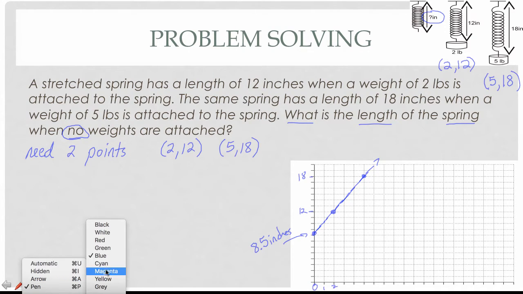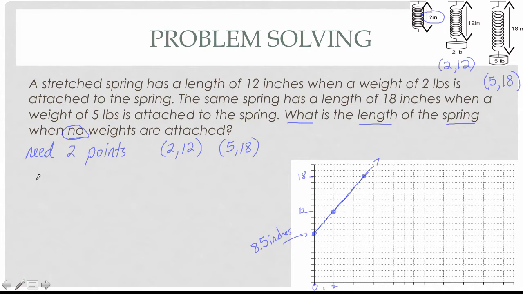Let's do it another way. Let's kind of use more of a table, right? We've been working with graphs, tables, and equations. So let's make an X and a Y chart here. And I'm going to go 0, 1, 2, 3, 4, 5. I think you'll kind of see why here in a second. Now I know when there's 2 pounds for X, I have a Y value of 12 inches. So I'm going to put 12 in for Y. When I know I have 5 pounds for X, 18 was my value.